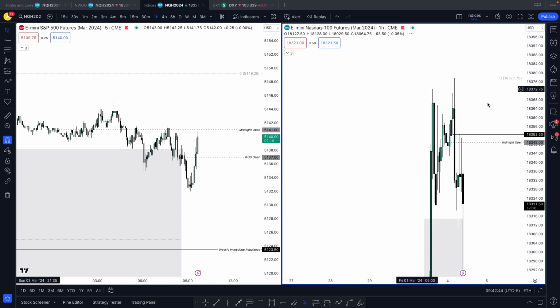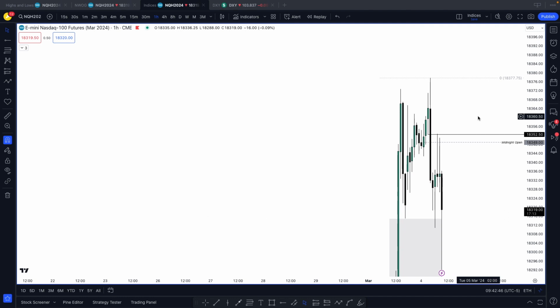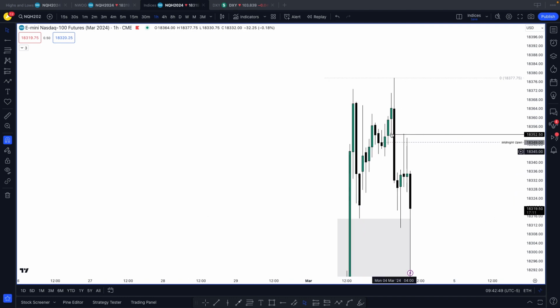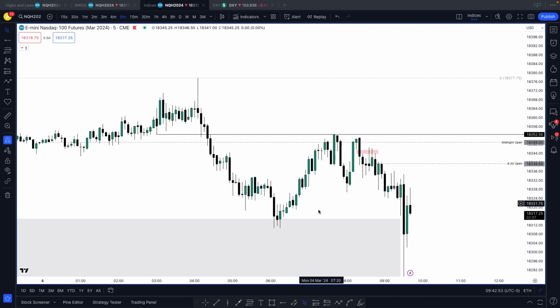Like here, for example, on NASDAQ from this morning, all of this action trading higher is just trading inside an hourly SIBI. And so if I look at a 5-minute chart, you can see a BISI right there, and you can see one right here, but it's all just trading in an hourly SIBI.